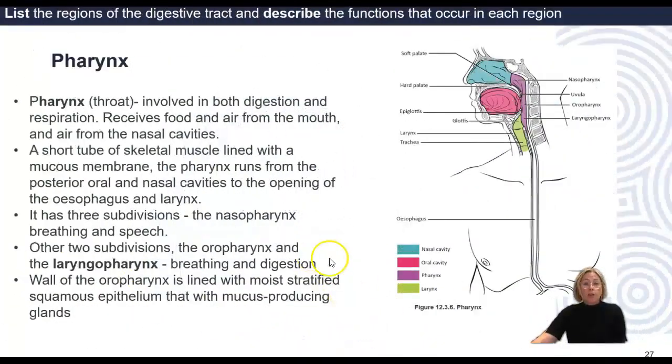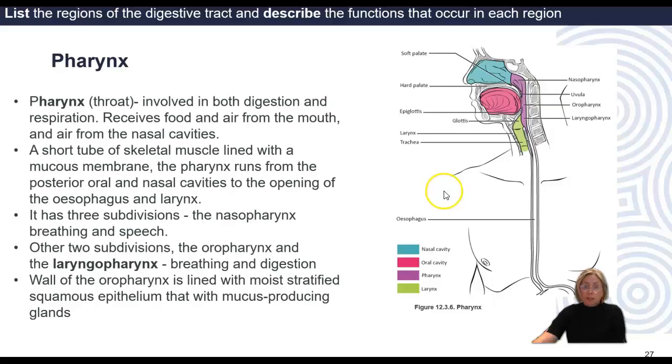The pharynx then, or the throat, is involved in both digestion and respiration. We've talked about this one before. It receives food and air from the mouth and air from the nasal cavities. It's a short tube of skeletal muscle and it's lined with a mucous membrane. The pharynx runs from the posterior oral and nasal cavities to the opening of the esophagus and, of course, the larynx.